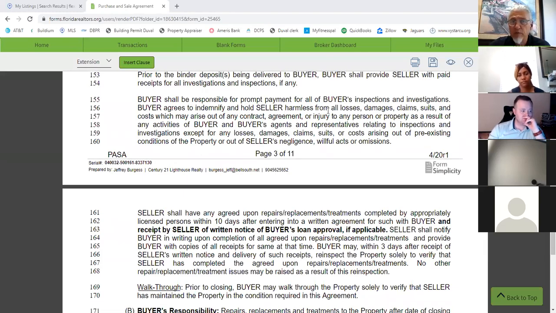Buyer shall be responsible for prompt payment of all buyer's inspections and investigations, and agrees to indemnify and hold the seller harmless from all losses, damage claims, suits, and costs which may arise out of the contract agreement or injury to any person or property as a result of any activities of the buyer or the buyer's agents, representatives relating to inspections and investigations, except for any loss, damage claims, suits or costs arising out of pre-existing conditions of the property or out of the seller's negligence, willful acts or omissions.